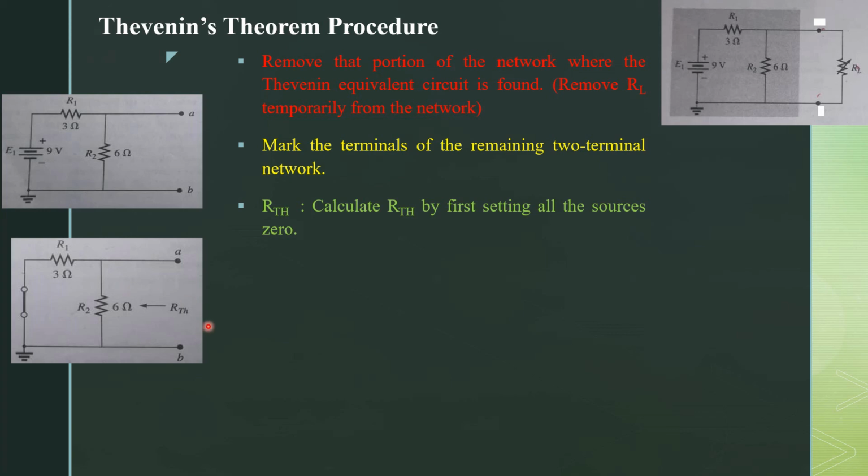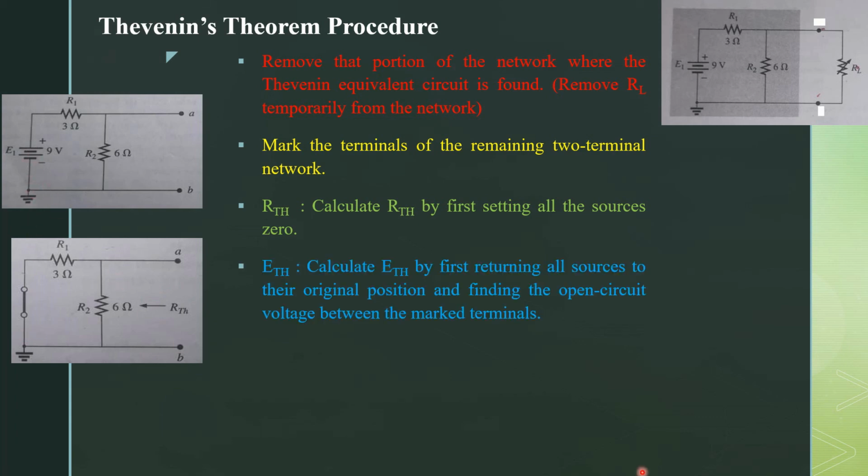Here we have to find R Thevenin by short circuiting this voltage source. In the next step, we have to find the value of E Thevenin, meaning the Thevenin voltage. In order to find E Thevenin, return all the sources to their original position and find the open circuit voltage between the marked terminals. We have to find the voltage at points A and B.